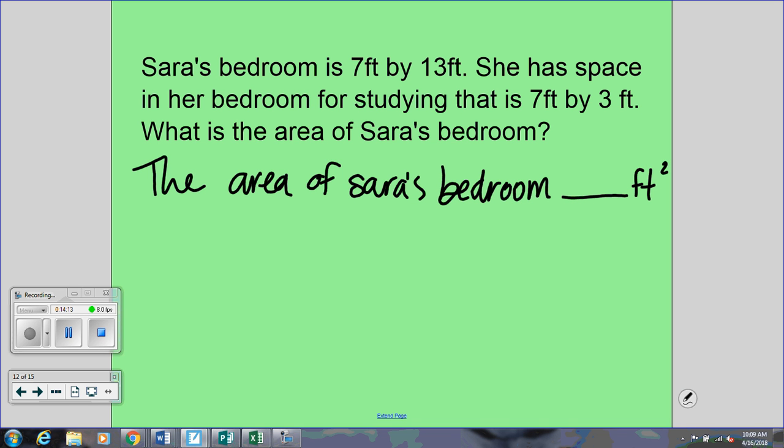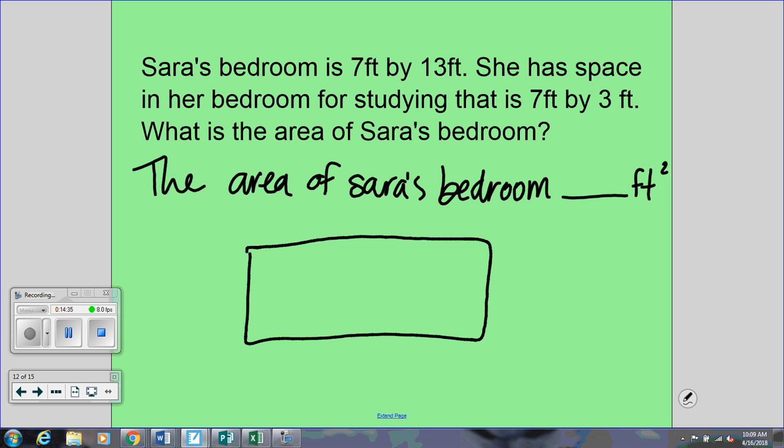What are we going to draw? We got to draw something. A bar model. Susie, thanks for raising your hand. What are we going to draw? Does that make sense? No. Probably just a rectangle. The room is 7 by 13. That sounds like a rectangle to me. I need to label it. Okay. 7 feet by 13 feet. I'm going to continue labeling all sides because that's a good habit to be in. Sarah's bedroom is 7 feet by 13 feet.